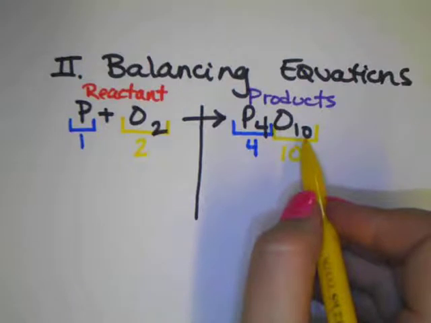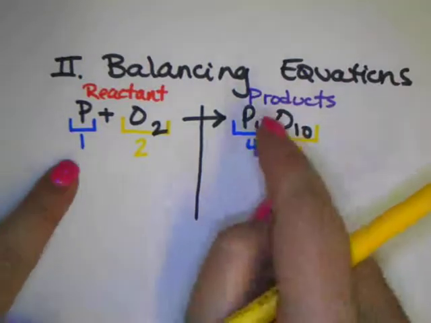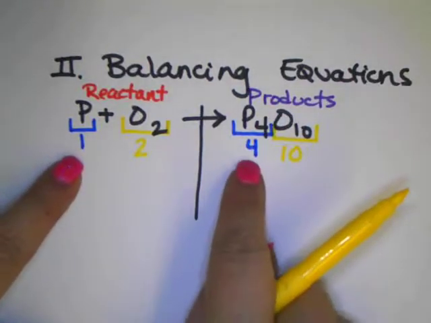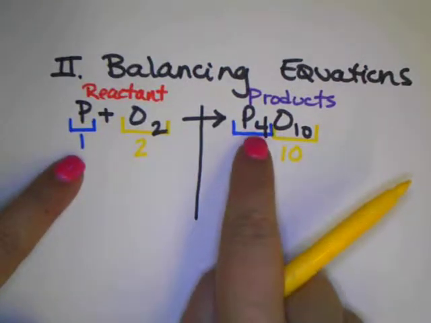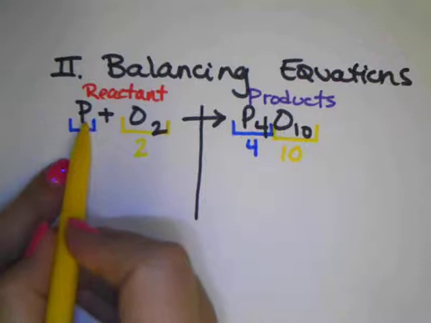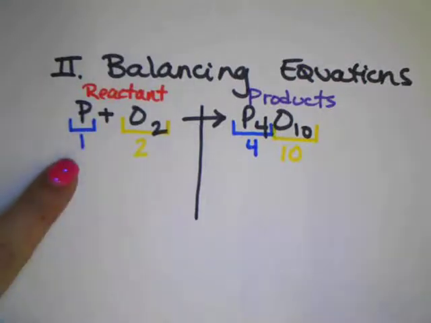In order to balance this equation, the whole idea is that the numbers should be the same on both sides. And right now, they are not. In order to fix this, remember we can never change subscripts. It would not be okay to put a little 4 right here. I can never change subscripts, but I can change coefficients.